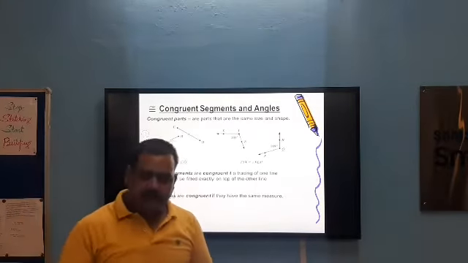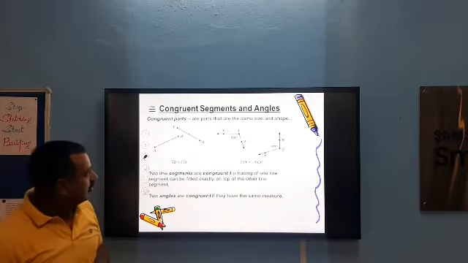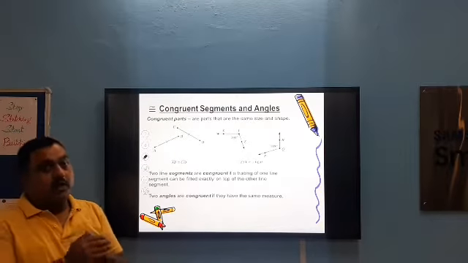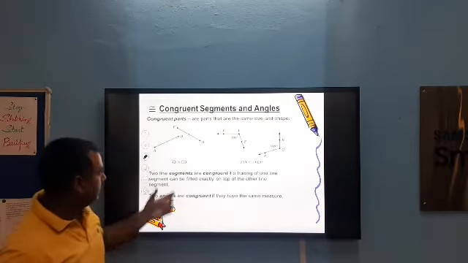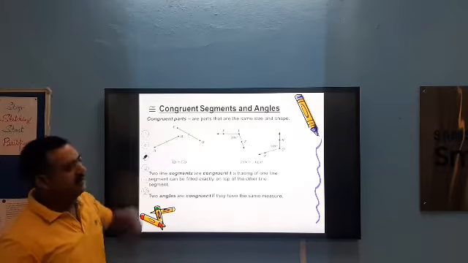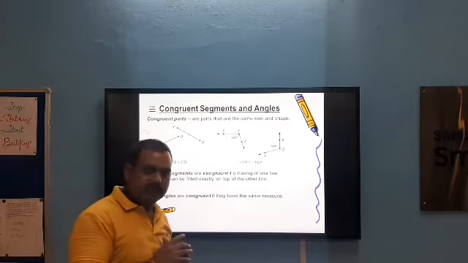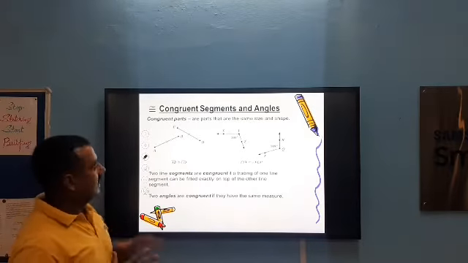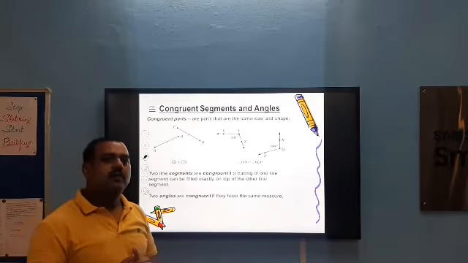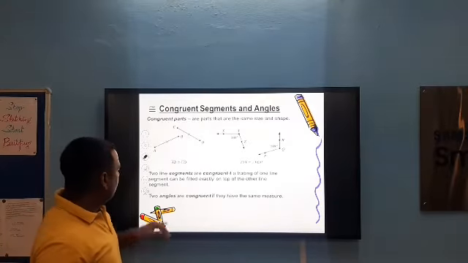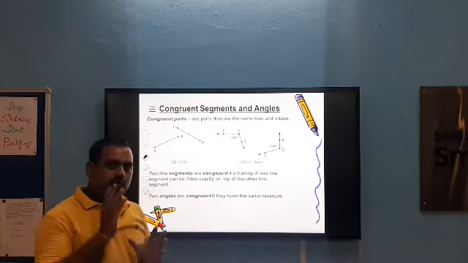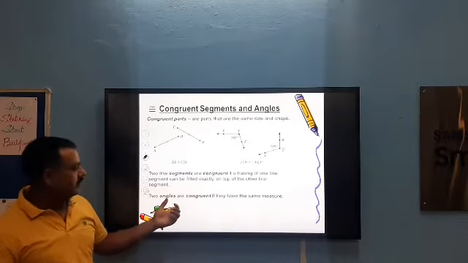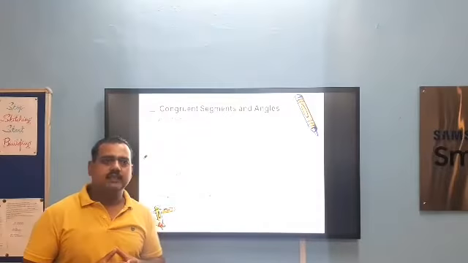Now, congruent line segments and congruent angles. Two line segments are congruent if they have the same length, because line segments have one dimension. And if two angles have the same measure, then the two angles are said to be congruent to each other.